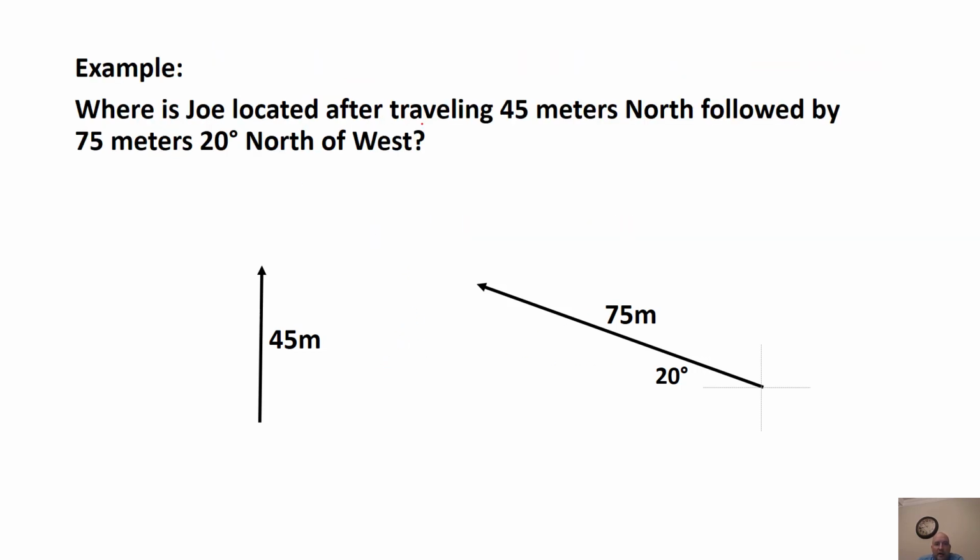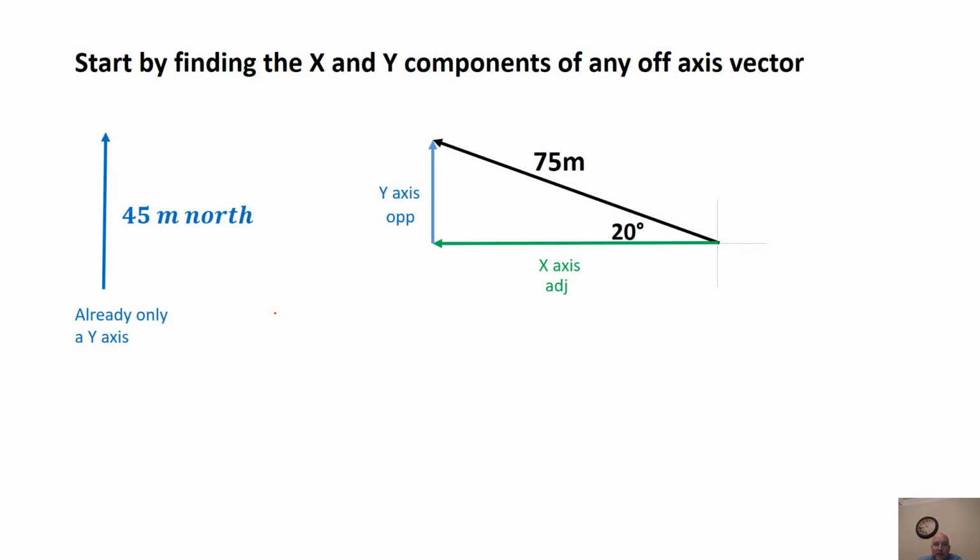Okay, so where's Joe located after traveling 45 meters north, followed by 75 meters, 20 degrees north of west? So really, if I was going to draw these together, it's going to be over here. But this doesn't end up being a right triangle, so I can't just do that. I have to do something else. I have to break the 75 meters, 20 degrees to the north of west, and I need to break it into x components and y components.